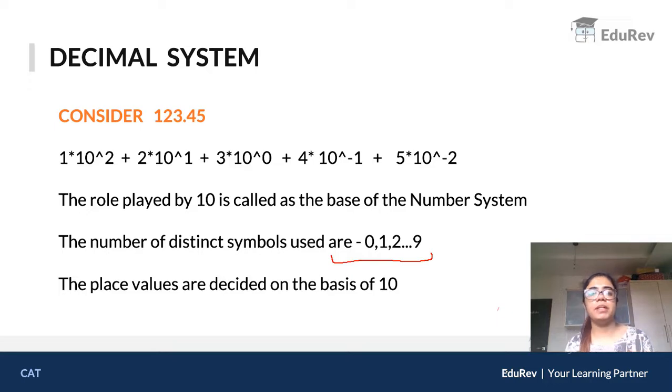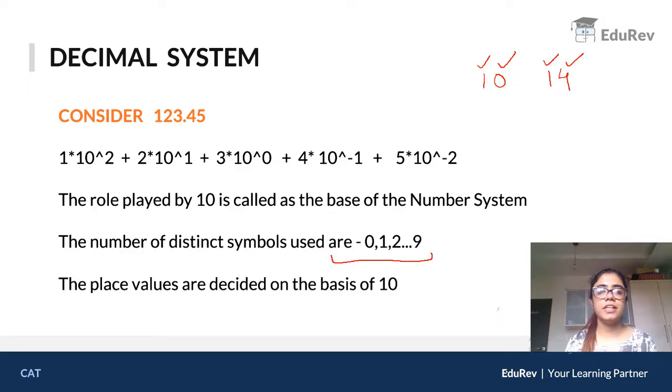For example, if I have a number, let's say 10, or let's say 14. Here 10 is not a distinct symbol. It comprises 1 and 0. 14 comprises 1 and 4. So 14 is not a unique number or a distinct symbol. It is defined by using 1 and 4. 10 is defined by using 1 and 0. So you have only 10 symbols which are used in this system.